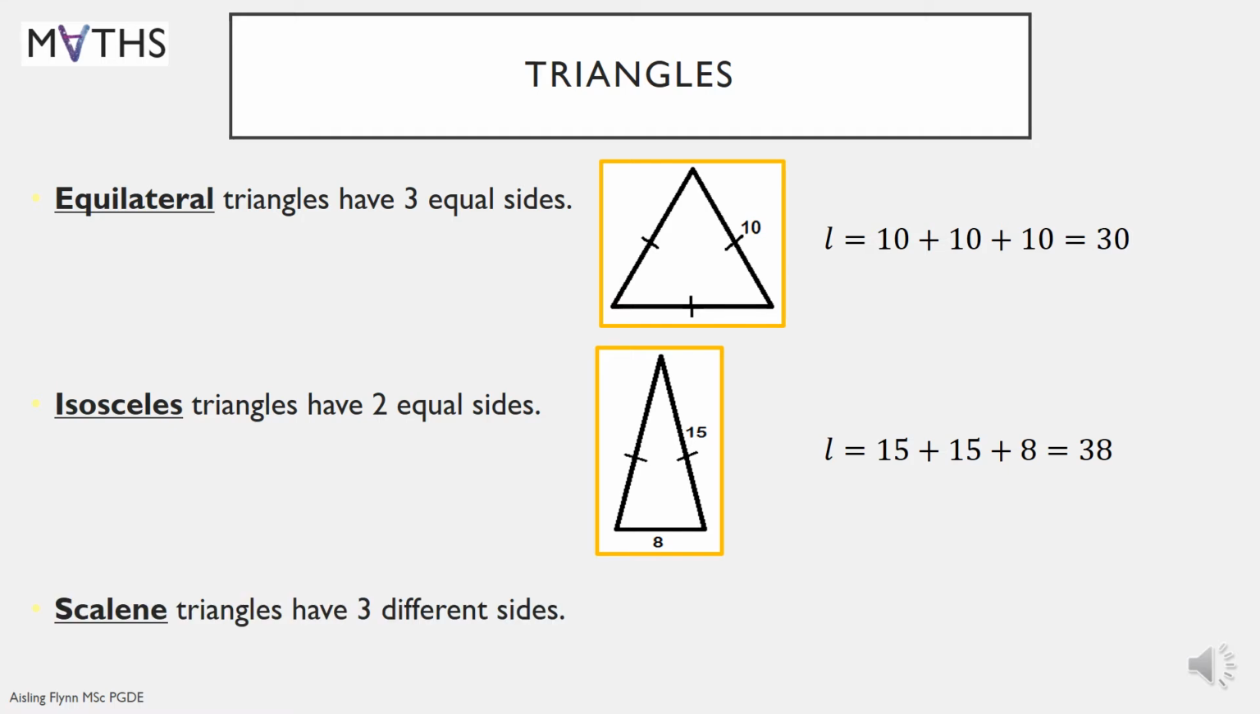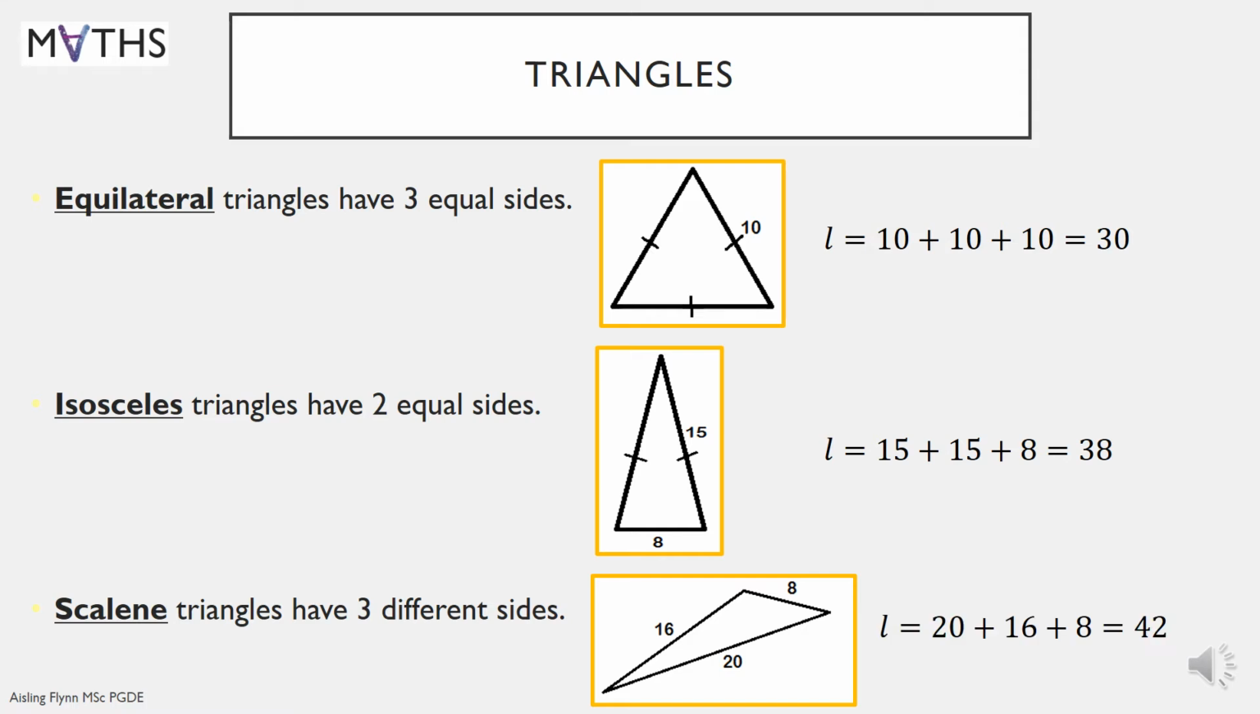A scalene triangle has 3 different sides, so none of them are the same. And to find their perimeter, you must know or be given the information on how long each of the 3 sides are, and you add them. You get 42 for that one there.